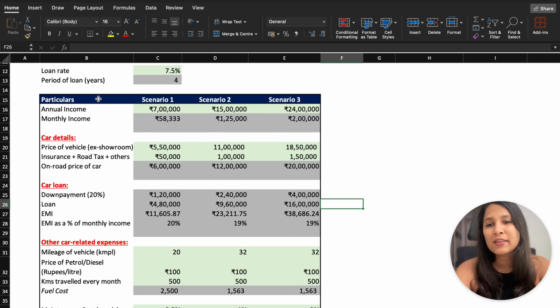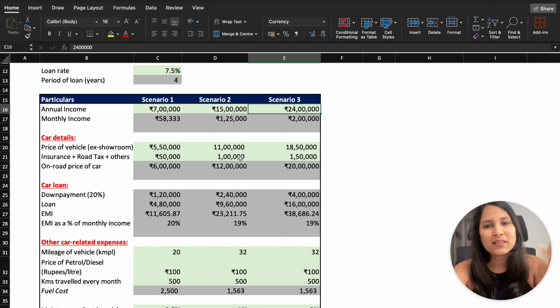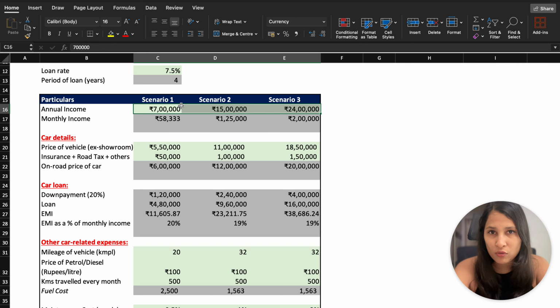Now, you will see there is this table. In this table, the first question I'm asking you to enter is your annual income. So in scenario 1, your annual income is 7 lakh rupees. In scenario 2, your annual income is 15 lakh rupees. And in scenario 3, your annual income is 24 lakh rupees. Now, basis this, the formula will auto compute your monthly income. You do not need to do anything; as soon as you enter your annual income, the monthly incomes will be auto computed.